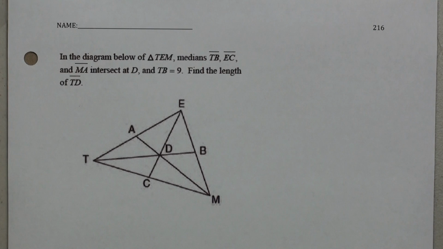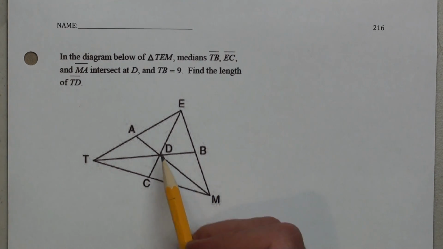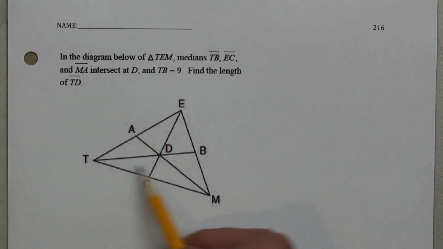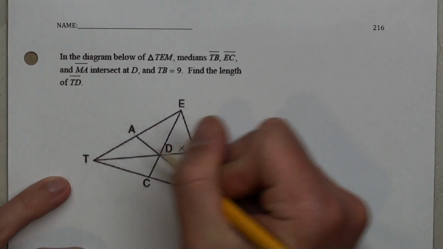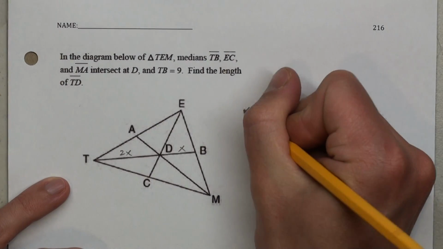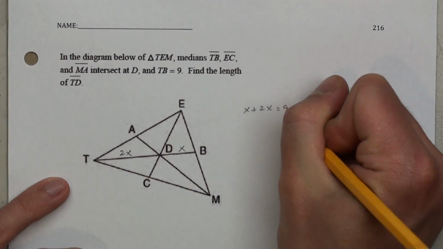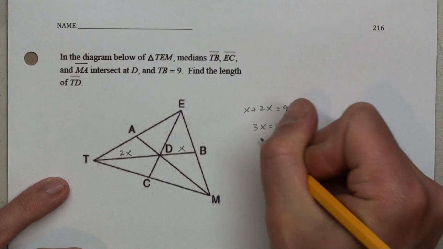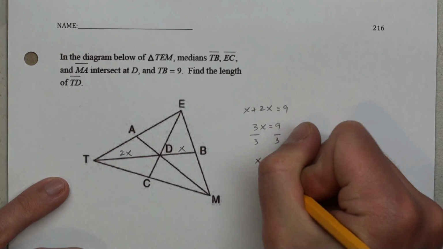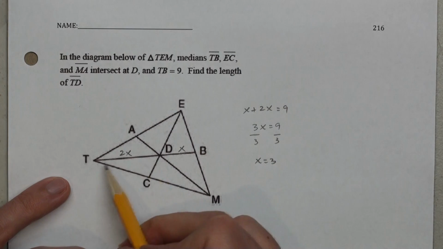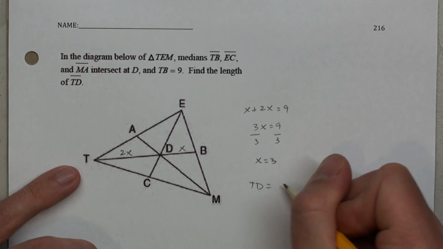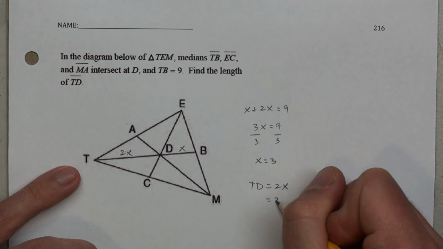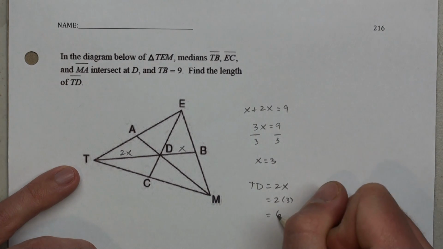In the diagram below of TEM, they're medians, so this is a centroid, and TB is 9, so this is x, and this is 2x. We know that x plus 2x equals 9. 3x equals 9. Divide by 3. X equals 3. Find the length of TD. TD is 2x, which is 2 times 3, which is 6.